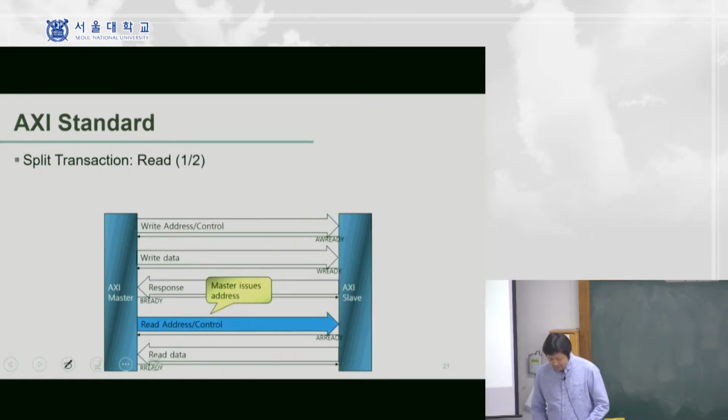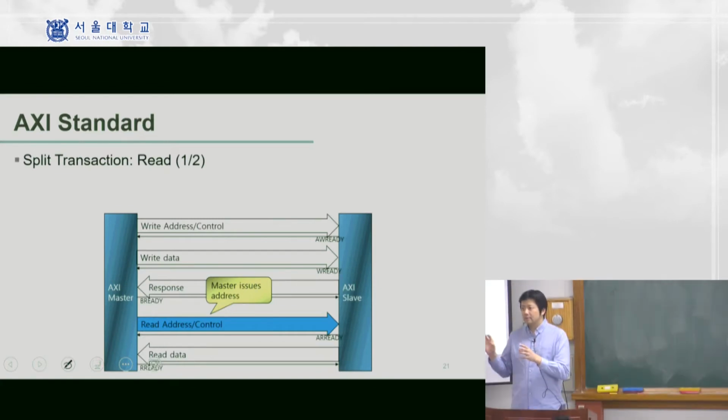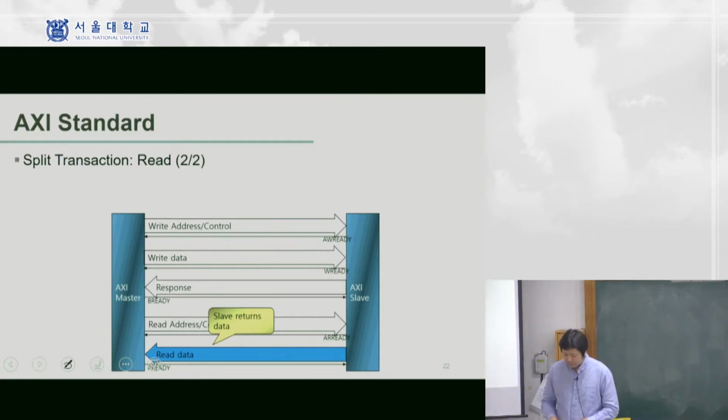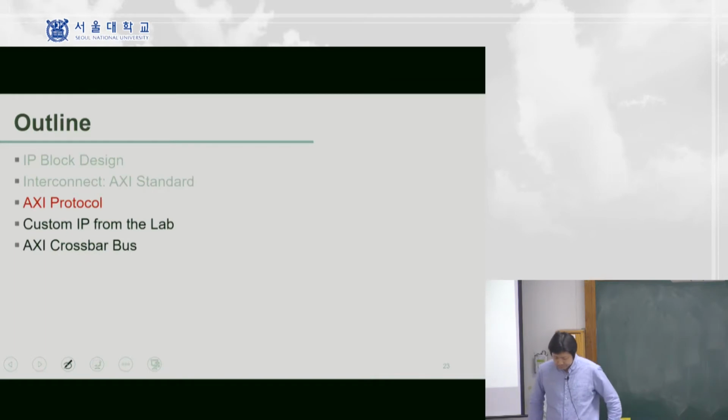A read transaction is more or less the same, except for the direction of the data, because in this case the master only sends a request, the address, right? And then the slave provides the data back to the master. So the master issues the address, and the slave returns data. Okay, so this is a high-level operation of the AXI bus. Let's dive into the details of how the AXI bus works by looking at the AXI protocol.